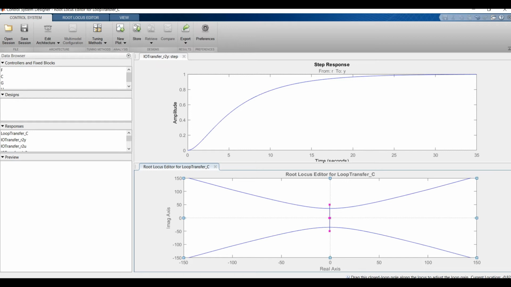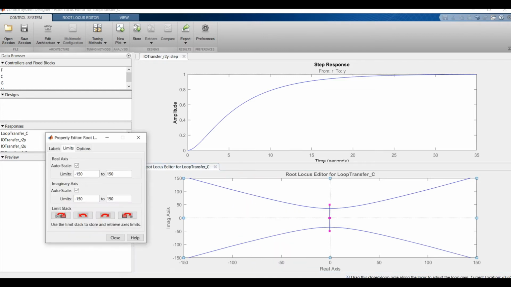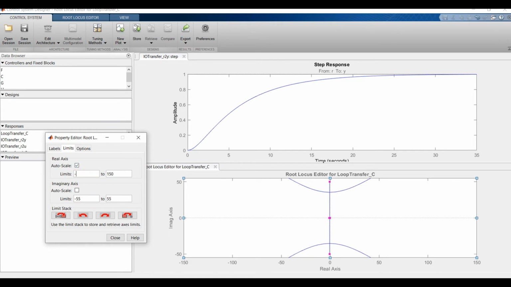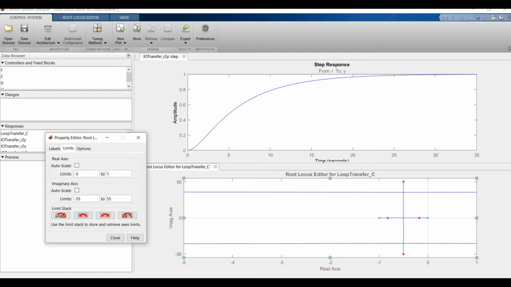You can come back over here. Let me just change the values for the axes in order to have a closer look. For the y-axis, I'll keep the values between minus 55 and 55, so you'll have a closer look. And in terms of the x-axis, let's keep it between minus 5 and 1. Okay, so you can see that part of the Root-Locus indeed.